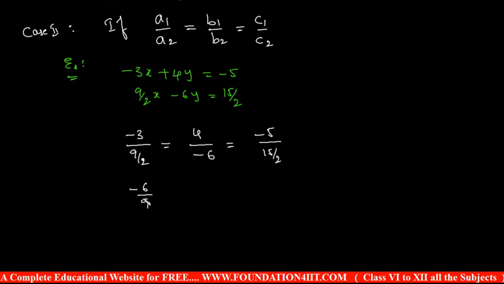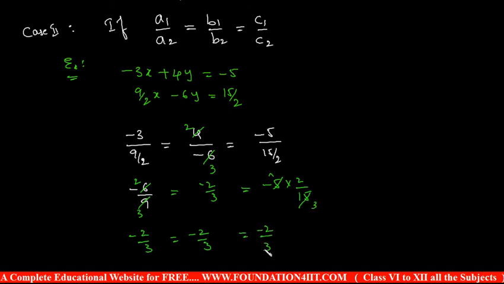And this one, if you simplify this, the 3 table: 3 2s are 6, 3 3s are 9. So minus 2 by 3 I got for this. And this also, same 2, 3, same. That is equal to minus 2 by 3. And this one, minus 5 into 2 by 15: 5 ones are 5, 5 3s are 15. Same, minus 2 by 3 we got.